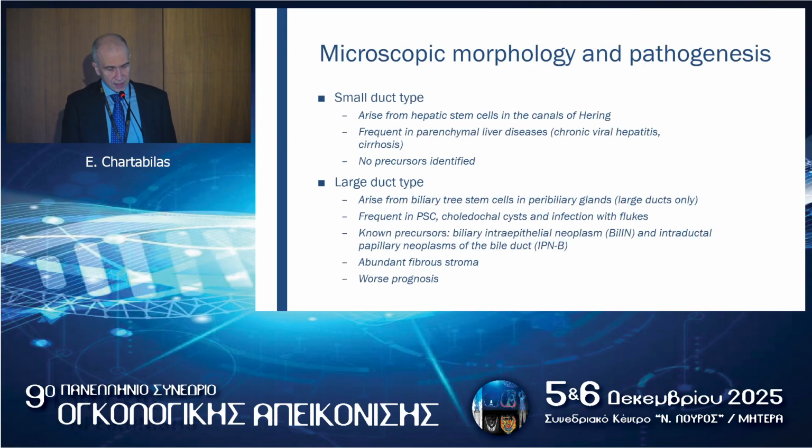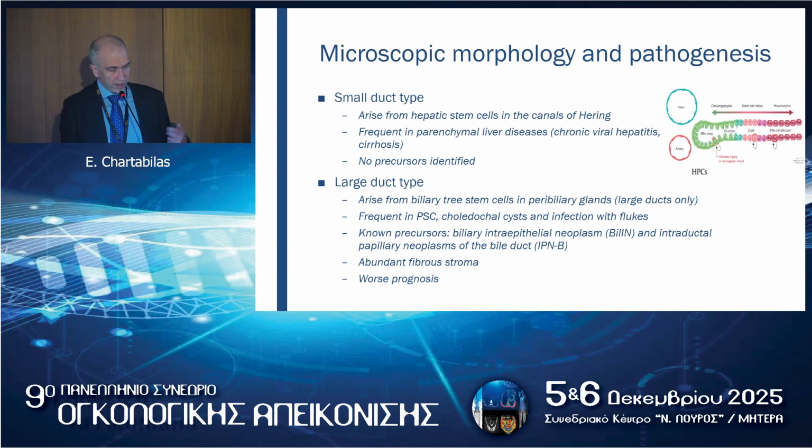Another significant categorization is this based on their origin. So we have the small duct type. These are mainly the parenchymal ones, the ones that arise in the liver. And they occur from these small cells here in the canal of Hering. So these are frequent in parenchymal liver diseases like chronic viral hepatitis and cirrhosis, and there are no precursors.